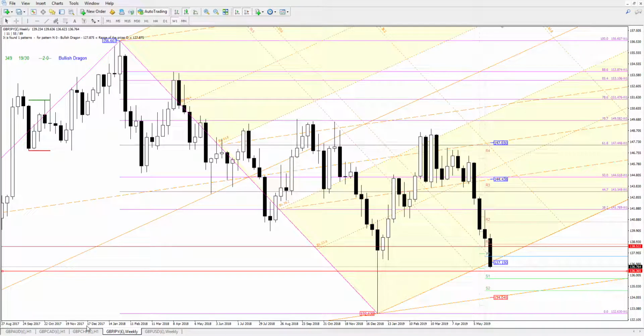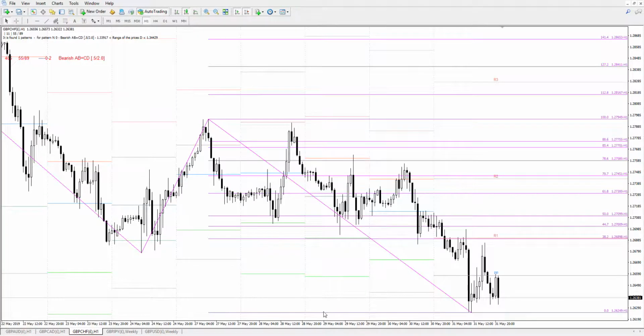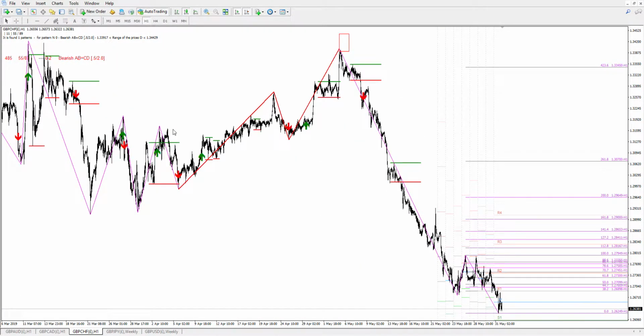Go to the pound Swiss. Indicators. Soup. It's a bearish ABCD on the hourly, which is way up here. ABCD. So what happens with these ABCDs? They make harmonics. So you're looking at something like this. So this should have been a bullish opportunity.